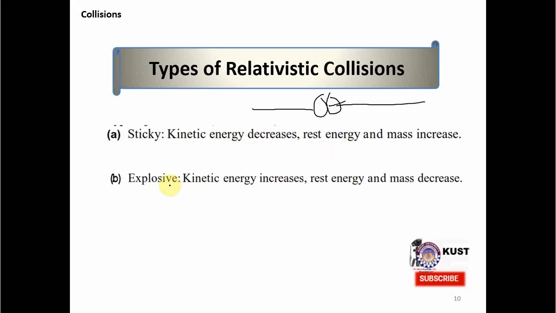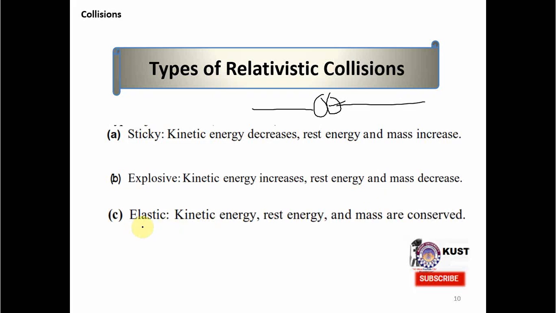And on the other hand, if we have an explosive collision, kinetic energy increases but rest energy and mass decrease, because in relativistic collisions energy and mass are the same thing, and one can convert from energy to mass and also from mass to energy with the help of the equation E equals mc squared. And the third one is the elastic collision, where kinetic energy, rest energy and mass are all conserved. So we have these three quantities conserved: kinetic energy before collision, rest energy before collision and mass before collision are just the same as kinetic energy after collision, rest energy after collision and mass after collision.